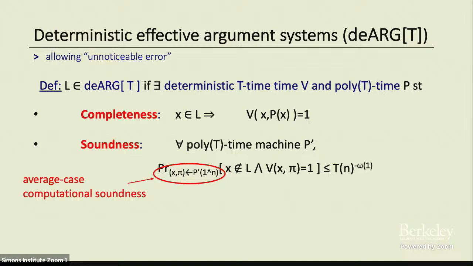We relax the definition in two ways. First, we allow unnoticeable error, in the sense that in the soundness case, we only assume that every polynomial t time randomized adversary cannot come up with a bad input and a proof that tricks the verifier into believing a false statement. Here, the adversary is uniform. It cannot generate a bad input and a bad proof such that x is not in L and somehow V believes the answer is yes.